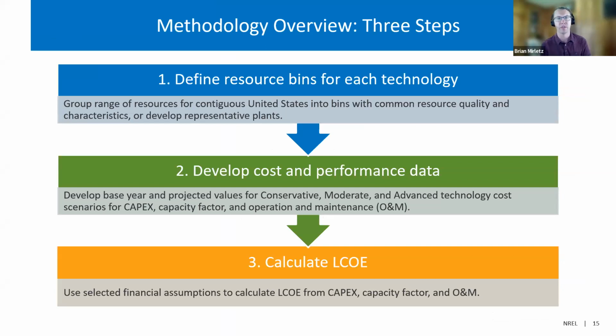The methodology of the ATB includes 3 steps. We define resource bins for each technology. We group range of resources for the contiguous United States into bins with common resource quality and characteristics. So for example, that would be global horizontal irradiance for solar PV, or average annual wind speed for land-based wind. Or in cases where that's a less relevant way to bin a technology, we develop representative plants as we do for geothermal and natural gas. We also refer to these throughout the data as tech details.